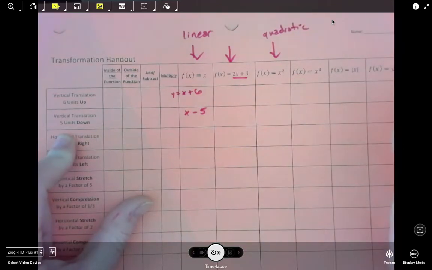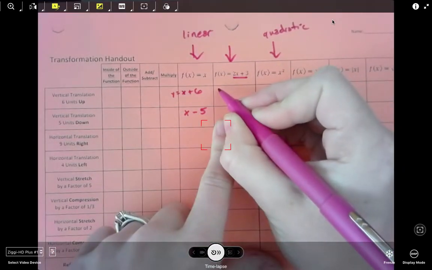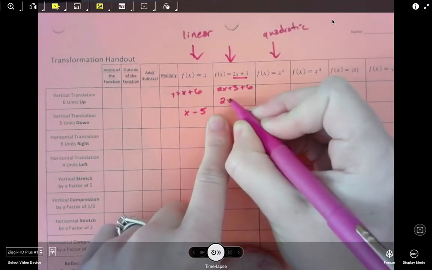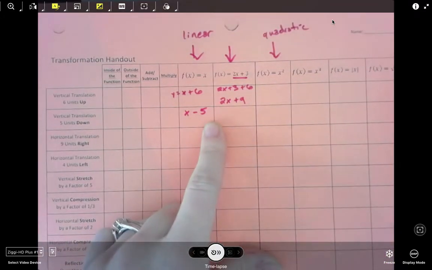x minus 5, just tacked on the end. Okay, now let's do the middle column. So I have 2x plus 3, and then I'm adding 6. So that will actually be 2x plus 9, right?